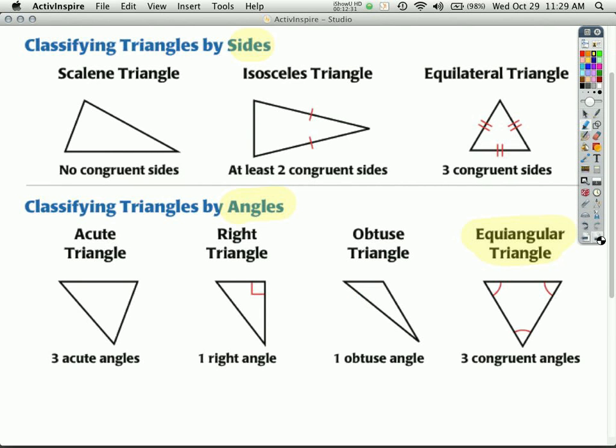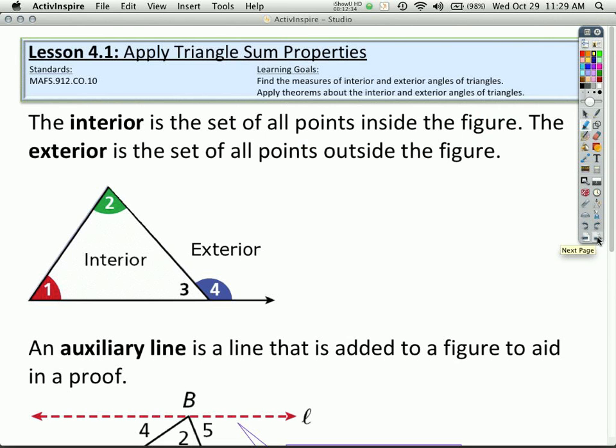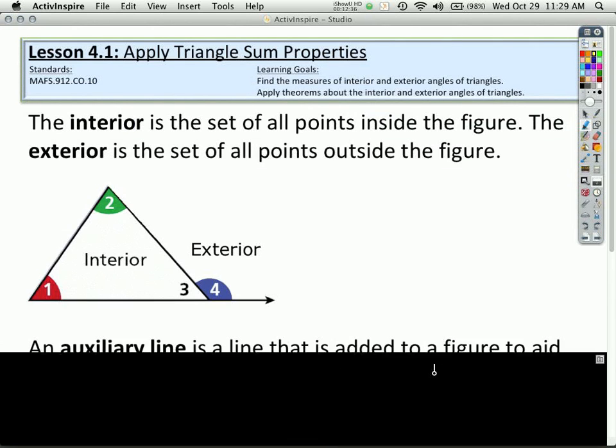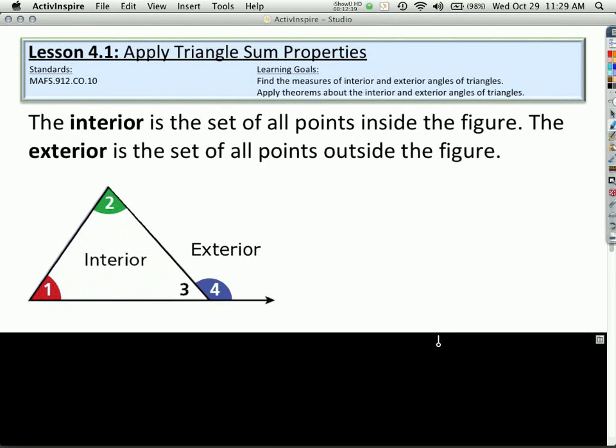Okay? So now some new material. The idea of interior and exterior. Not that hard to figure out, but the interior is inside the shape, exterior is outside the shape. And when we talk about angles, we're talking about interior angles. They're the angles inside the shape. And an exterior angle is formed when you extend one of the sides of the shape out beyond the vertex, and you get what's called an exterior angle. That's going to be important in a little while. Any questions about that?